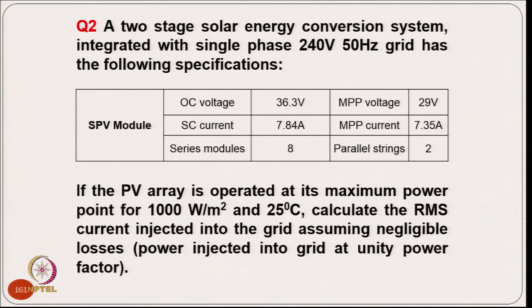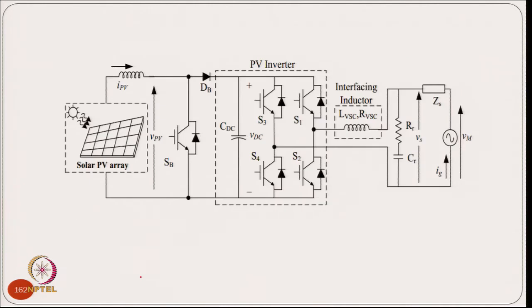So, coming to question number 2, a 2-stage solar PV conversion system integrated with single phase supply of 240 volt 50 hertz. The PV module has the following specification: open circuit voltage 36, the short circuit current 7.84 and series modules are 8, and the MPPT voltage is 29 volt per module, and the MPPT current is 7.3 and 2 strings are connected in parallel. The PV array is operated at the maximum power at 1000 watt per meter square and 25 degrees Celsius. Calculate the RMS current injected into the grid, assuming negligible losses, injected in the grid at unity power factor. This is a typical system and we have given here, and we want to calculate the current here.